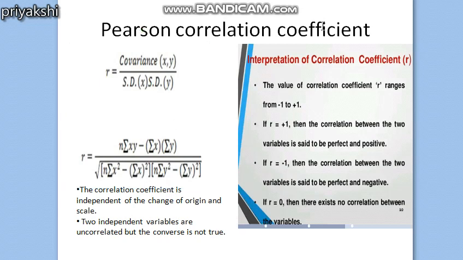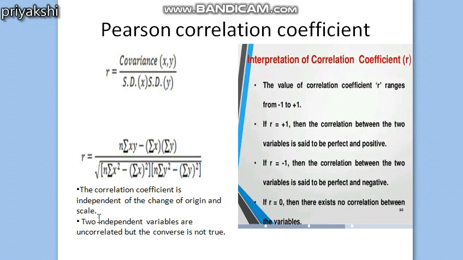The property of the Pearson correlation coefficient is that it is independent of the change of origin and scale, which is very important. And two independent variables are uncorrelated, but the converse is not true. That means two uncorrelated variables may be dependent or may be independent.